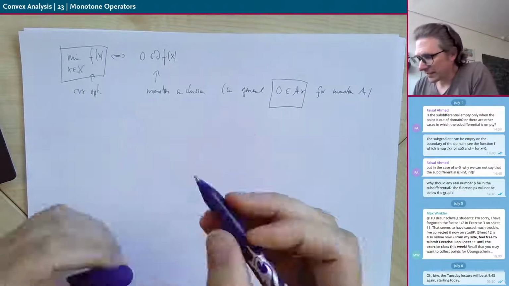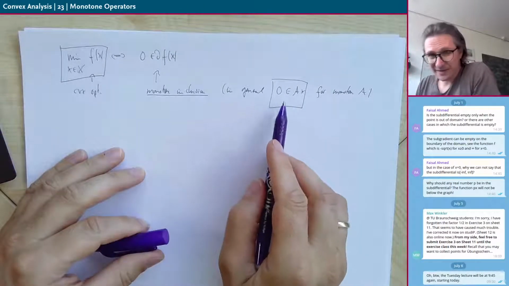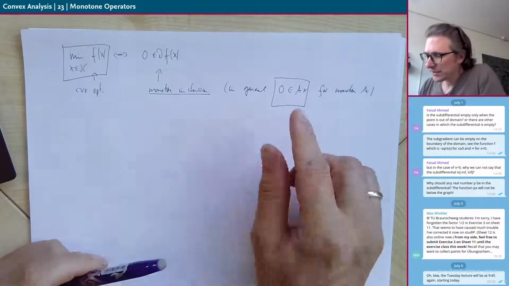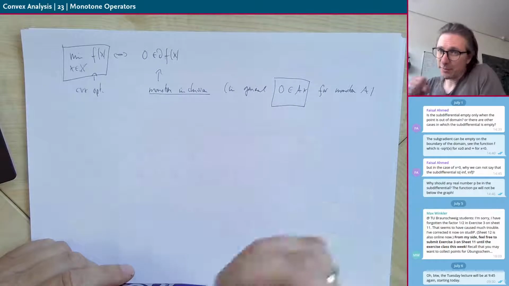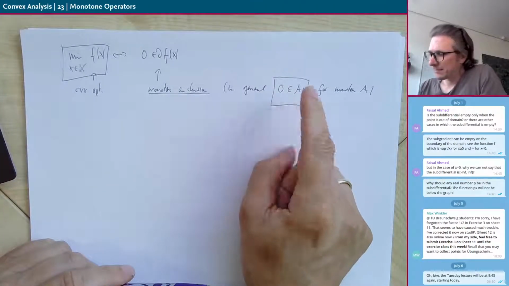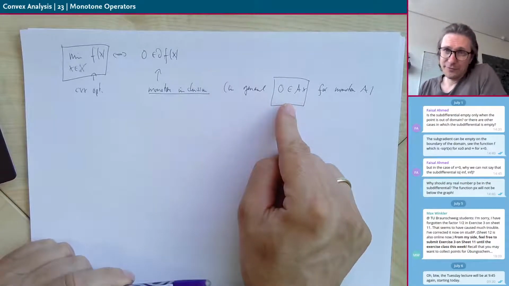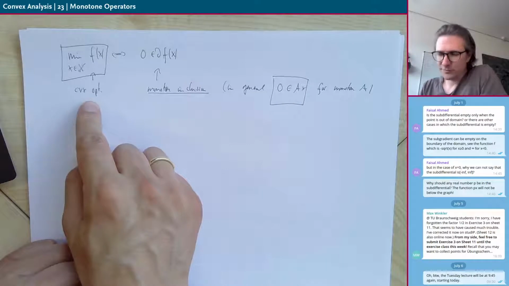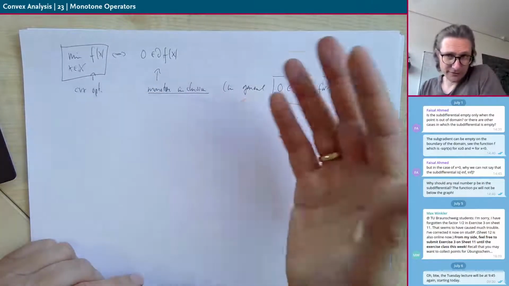So I defined here what a monotone inclusion is. It's that. What we're going to do is develop algorithms to solve monotone inclusions. And if we have an algorithm which can solve a monotone inclusion, it can also solve convex optimization problems. We just replace the A by the subgradient of f.